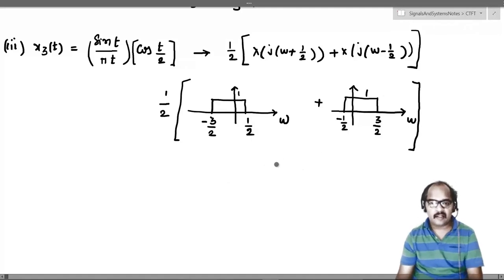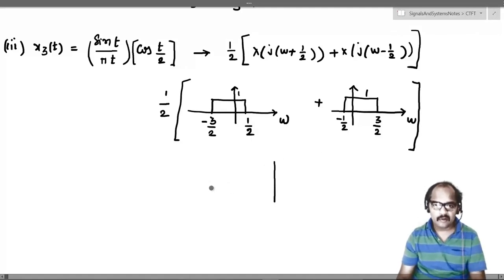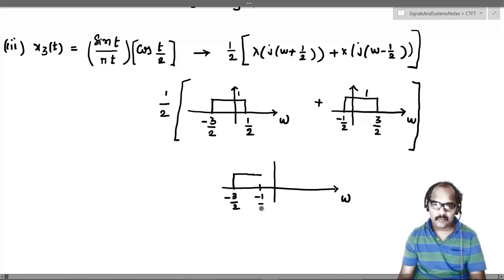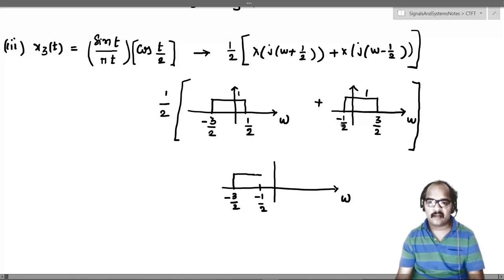So if you add these two signals, how does the plot look? The plot looks like this, correct? From minus 3 by 2 to minus half, this one is 1 and the other is 0, so it should be 1. Next, from minus half to plus half, both are 1, so definitely the amplitude will become twice. So you will get 2, correct?